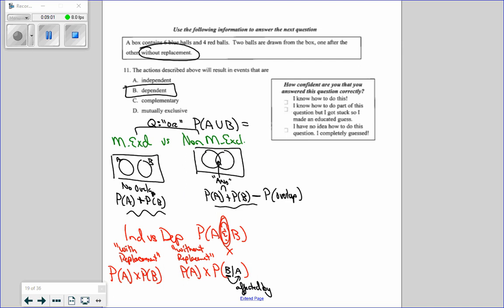What does complementary mean? Complementary means opposite events, right? So it'd be the first ball picking a red, the second ball picking not a red. That's complementary. Mutually exclusive talks about whether there's overlap or not. I don't think there's overlap here because balls are either blue or red. There's no balls that are blue and red. So these are mutually exclusive. But again, this question is not talking about an or question. This is an and question, right? It's just saying you're not putting those balls back.